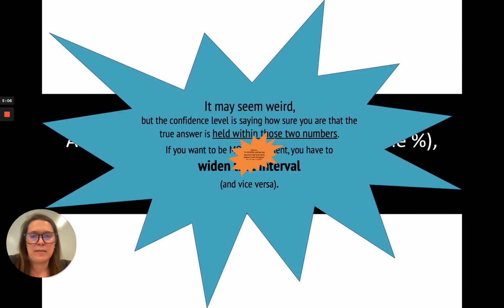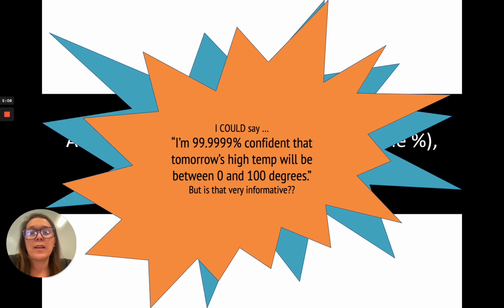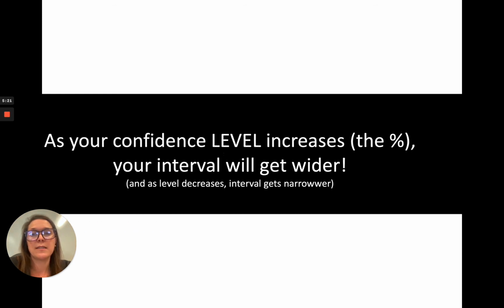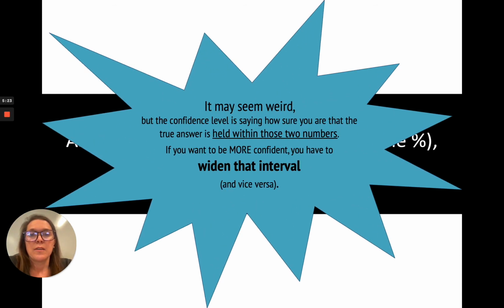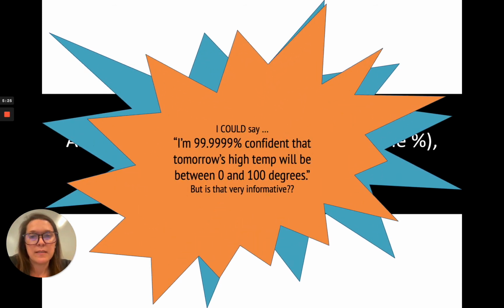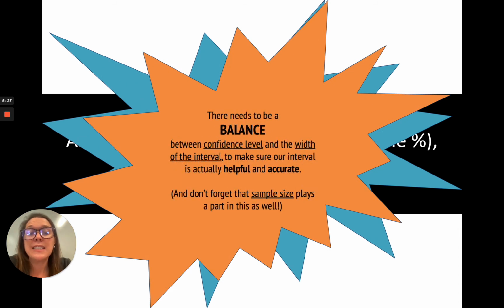So I could say I'm 99.9999% confident that tomorrow's high temp will be between 0 and 100 degrees. But is that very informative? Is that going to help people decide what to wear? No, it's not. There needs to be a balance between confidence level and the width of the interval to make sure our interval is actually helpful and accurate.